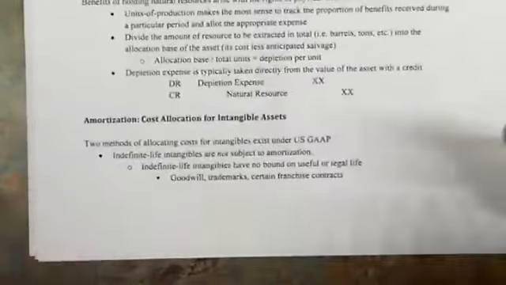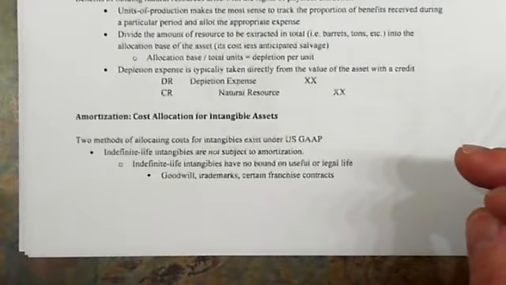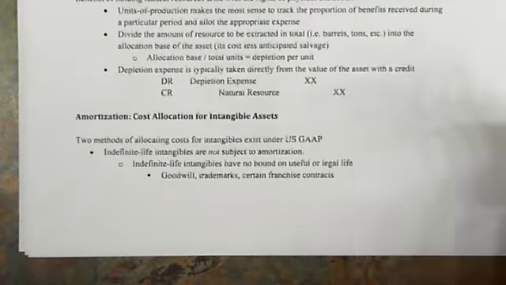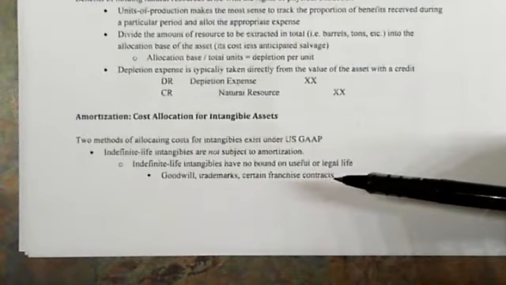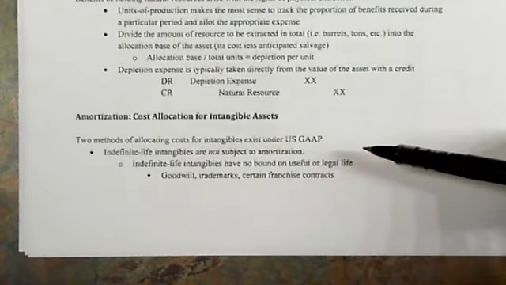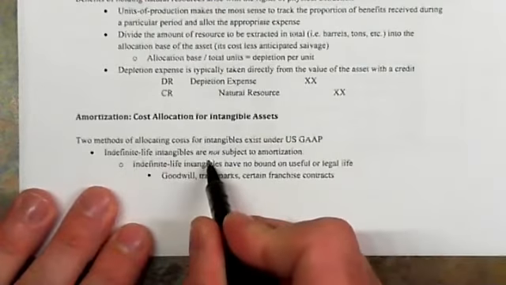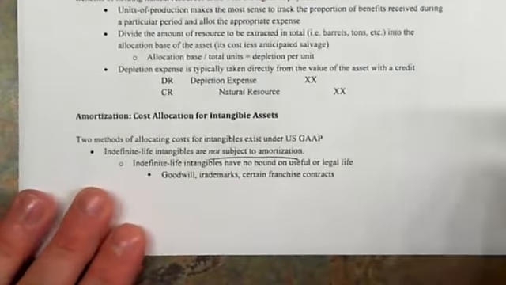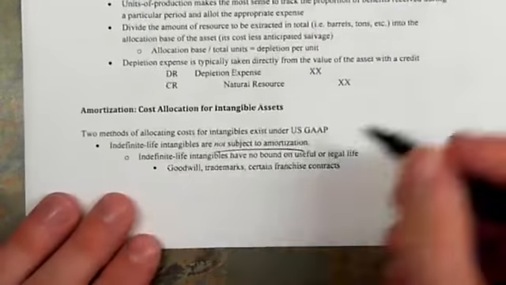Amortization, cost allocation for intangible assets. There are two ways of doing this, and we're going to focus right now on the definite life intangible assets. There are indefinite life intangibles, and they are not subject to amortization. Indefinite life intangibles have no bound on the useful or legal life.